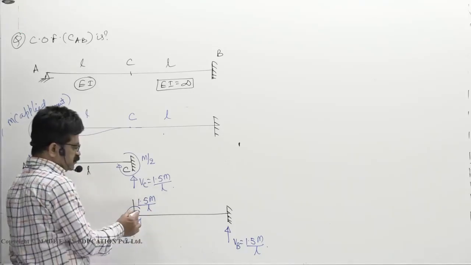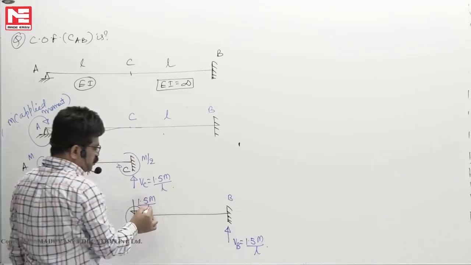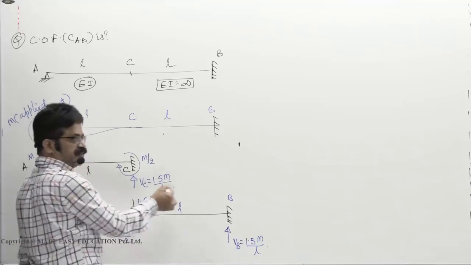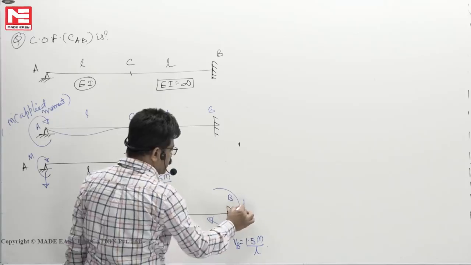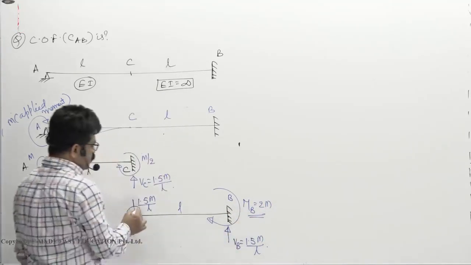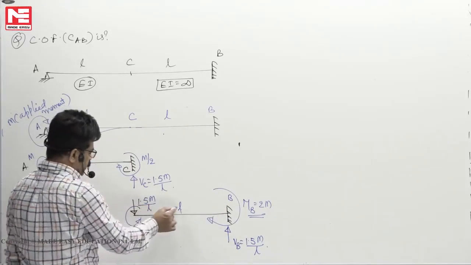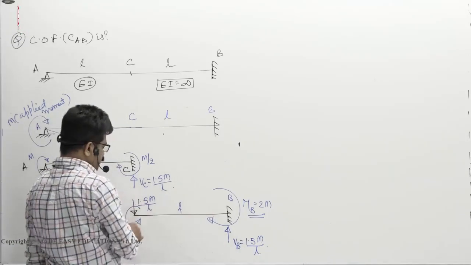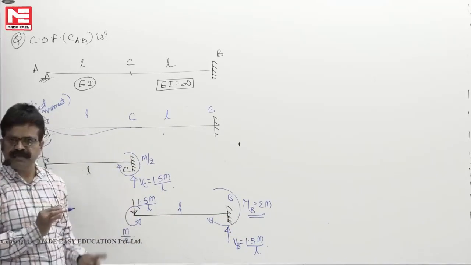Next moment. So what is the bend moment at B? 1.5 M by L into L anticlockwise plus 0.5 M. So total moment is 2 M. So to balance it clockwise, MB has to be 2 M. See, 1.5 M by L into L, anticlockwise moment how much? 1.5 M. This is anticlockwise, 0.5 M. So total anticlockwise moment is 2 M. Clockwise is 2 M. So this member is completely in equilibrium.